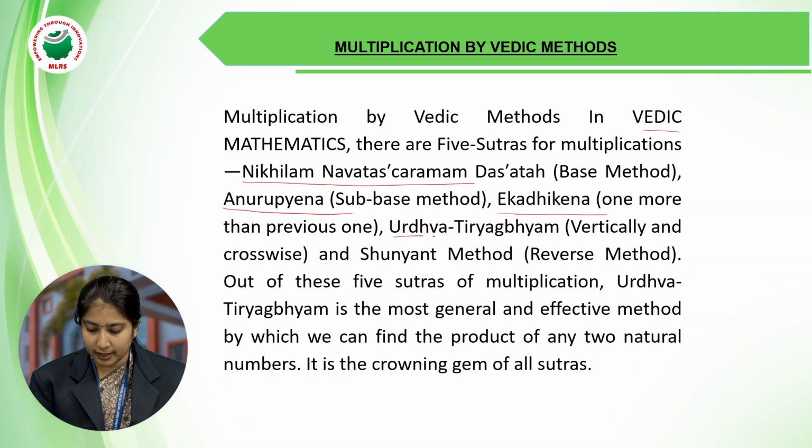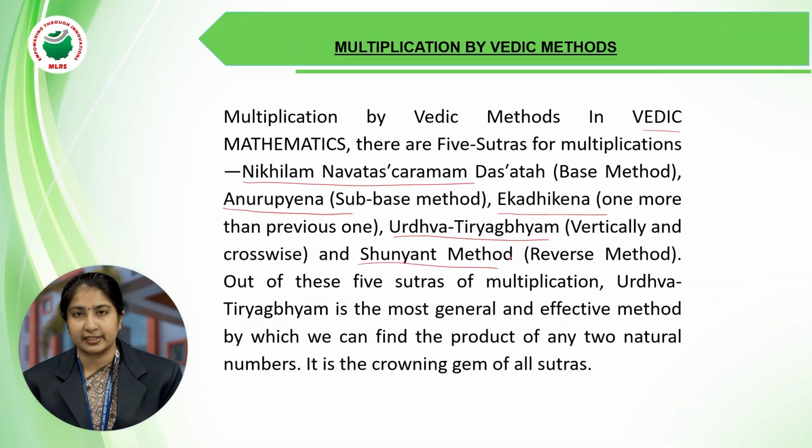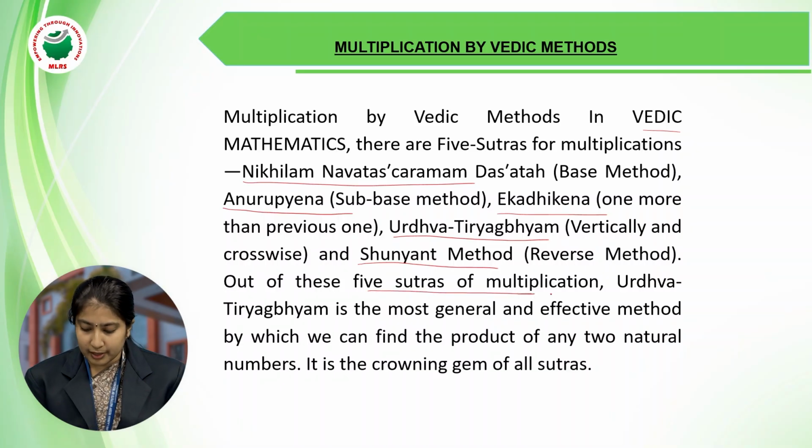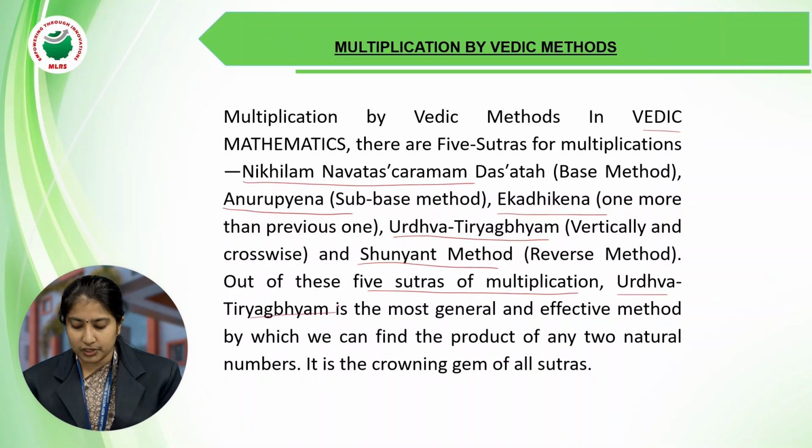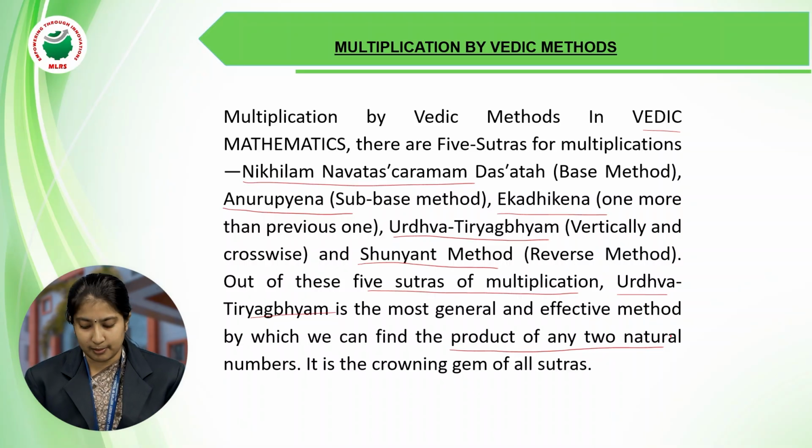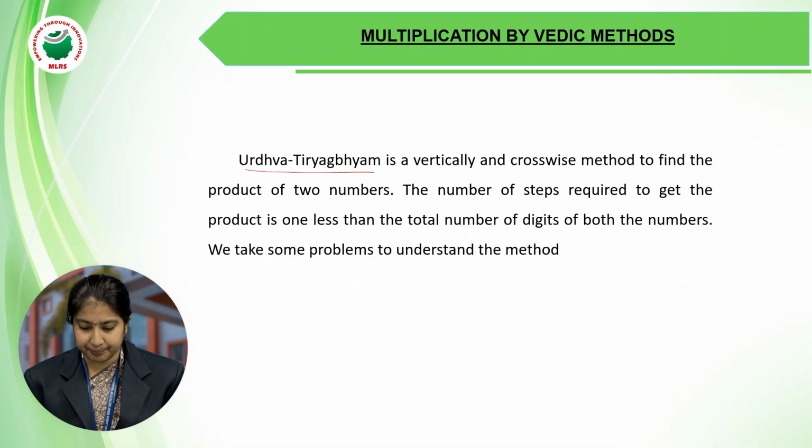Then we have Urdhva Tiryabhyam, which is also known as the vertically crisscross multiplication method. And then we have the Shunyam method, that is the reverse method. This method deals using zeros. Out of these 5 methods, we are using here the Urdhva Tiryabhyam method, which is the most general and effective method to solve multiplications for larger numbers. Today we will learn the product of any two natural numbers, which is the crowning gem of all the sutras. This sutra is more important than the other sutras.